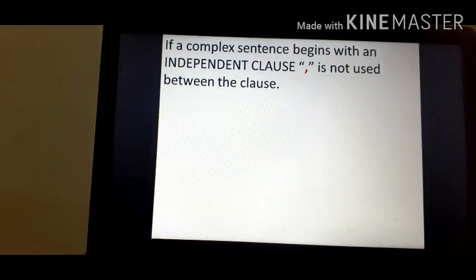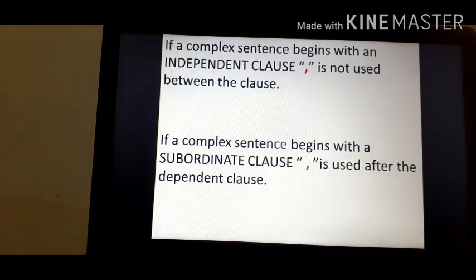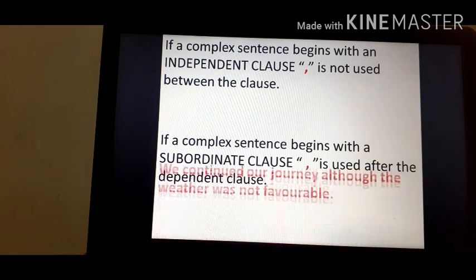If a complex sentence begins with an independent clause, a comma is not used between the clauses. If a complex sentence begins with a subordinate clause, a comma is used after the dependent clause. Let's understand them with examples.